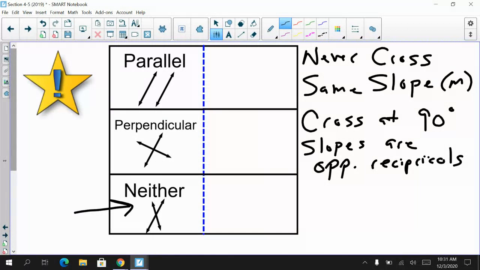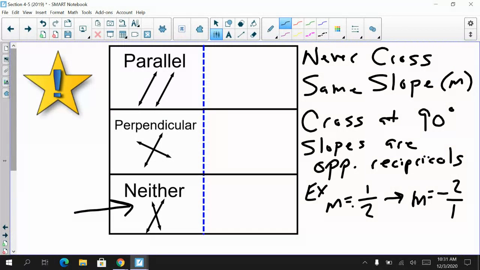So what does that mean? Opposite reciprocals. So let's do an example right below this. If I have a slope of 1/2, the perpendicular slope is the opposite. So the positive becomes negative, and you take the reciprocal. So you flip it over. So it's the opposite, and you flip it. So 1/2 becomes -2/1, which is the same as just -2.